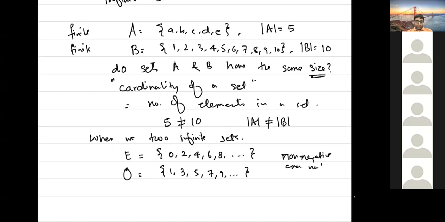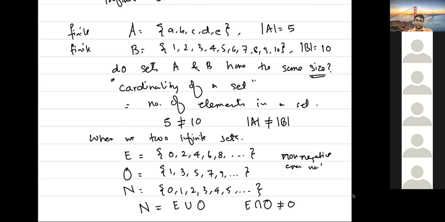Let's say we have another set N, which contains all natural numbers: 0, 1, 2, 3, 4, 5, and so on. We clearly know that set N is set E union set O. And we clearly know that set E intersection O is an empty set, because there are no common elements between E and O.